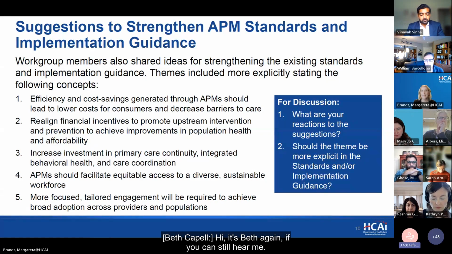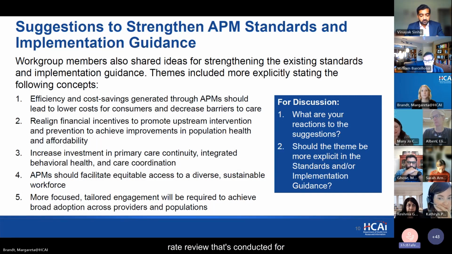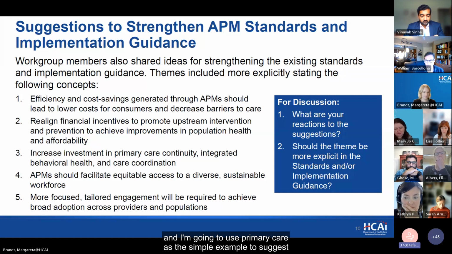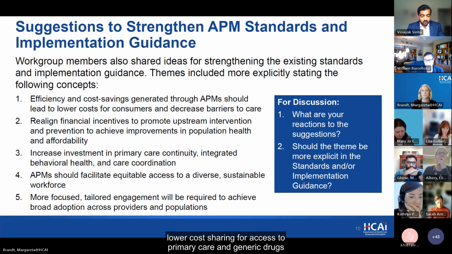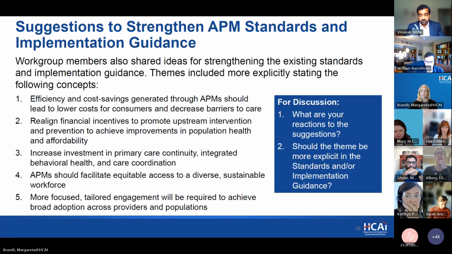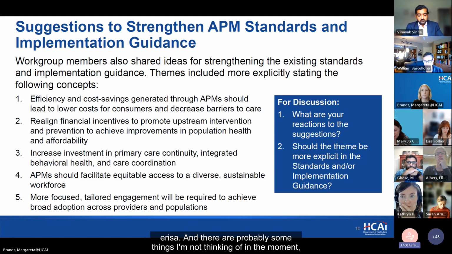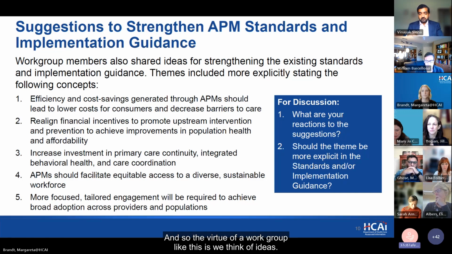Hi, it's Beth again, if you can still hear me. Yes. There is a feedback loop between the office and the rate review that's conducted for state regulated coverage, which is, after all, in California, three quarters of commercial insurance. So it would be possible, for example, and I'm going to use primary care as the simple example, to suggest that they look for lower cost sharing for access to primary care and generic drugs as features of benefit design as part of the rate review process. It's a little harder to get to something we like very much, the scaling of share of premium to income, because of ERISA. And there are probably some things I'm not thinking of in the moment, but I think there are perhaps more opportunities than are obvious on the face. And so the virtue of a work group like this is we think of ideas. So thank you. Yep. Thanks, Beth.